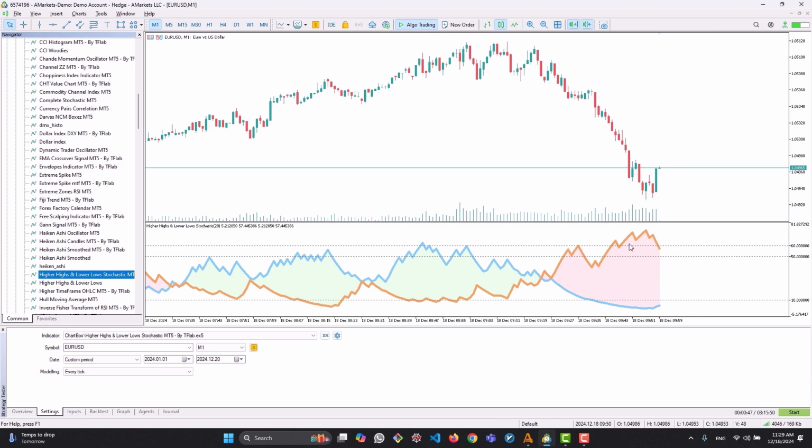When the orange line is above the 60 level, it indicates an oversold area. And when the blue line is above the level, it indicates an overbought area.